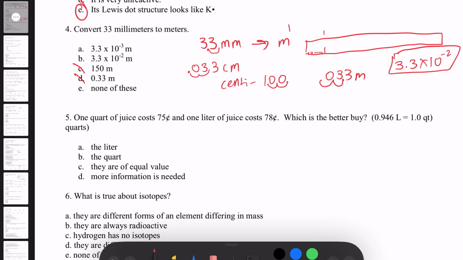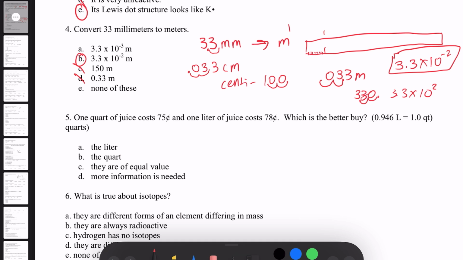Now let me note real quickly that if our number was different, and we were trying to get 3.3, we move it to the left twice, and that'd be a different story. We'd have 3.3 times 10 to the power of +2, because it was a number greater than 1. Because this is a number less than 1, we're going to have a negative number here. So our answer is 3.3 times 10 to the power of -2.